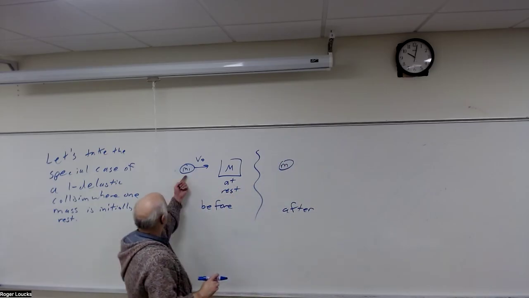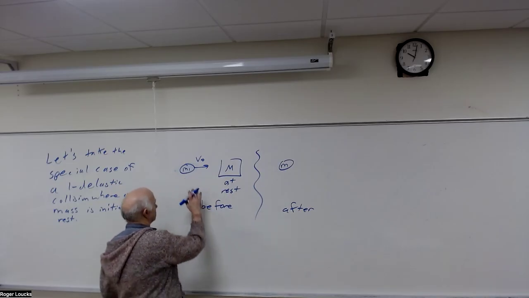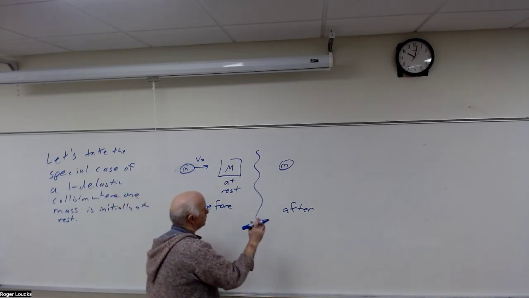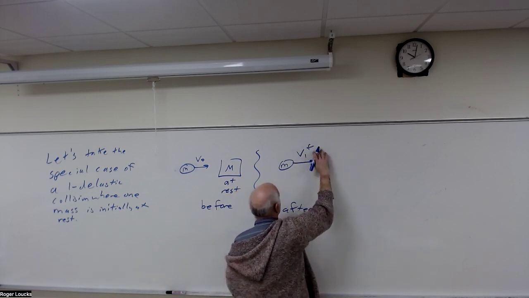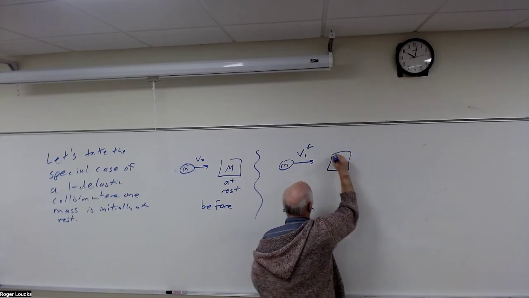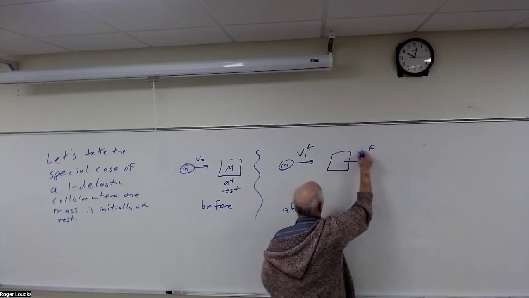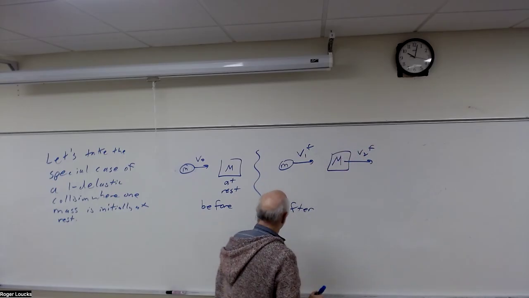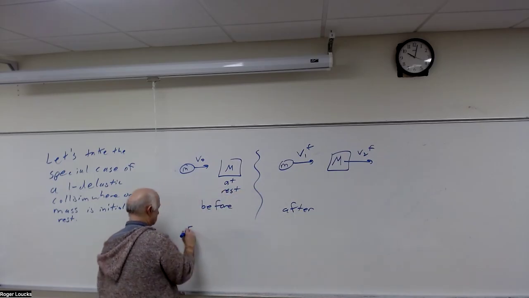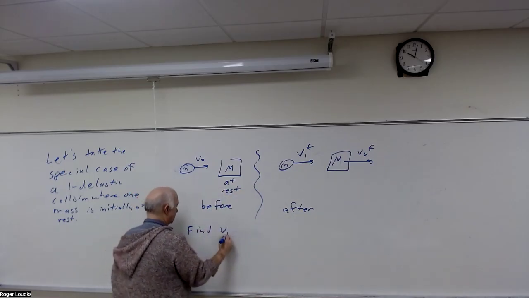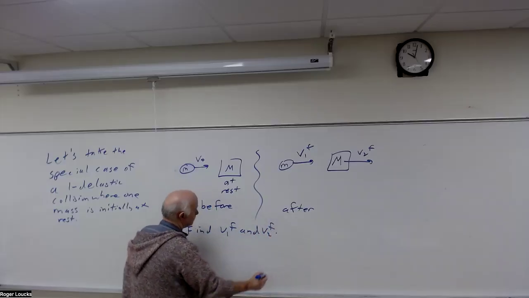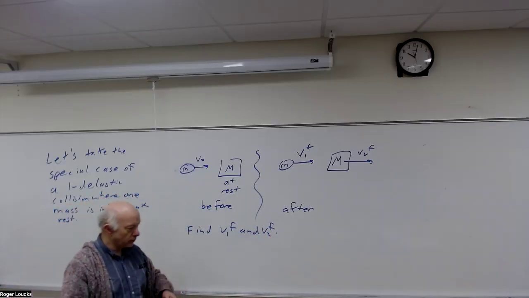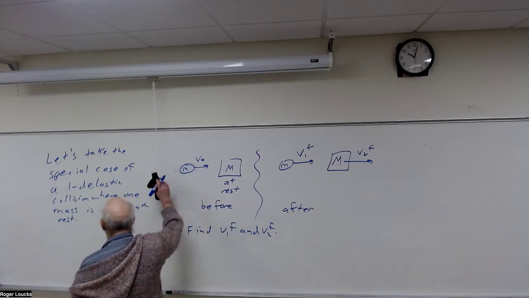Actually, I don't know if I call this M1 here in this capital, I'm not really being consistent. I'm going to get rid of that one here. So after the collision, I'm going to call this V1 final. Call this one here V2. And I want to find V1 final and V2 final. You tell me what to do. I'll give you a hint. You are pros at this.